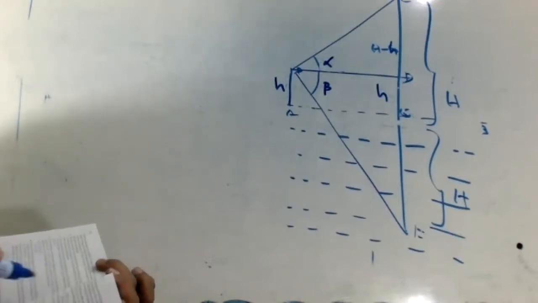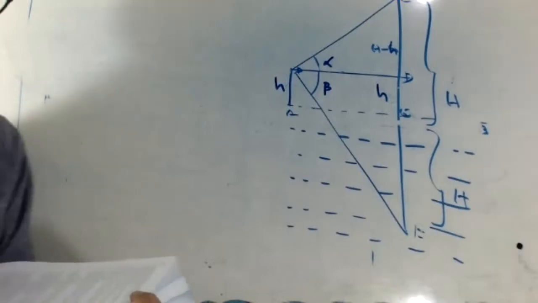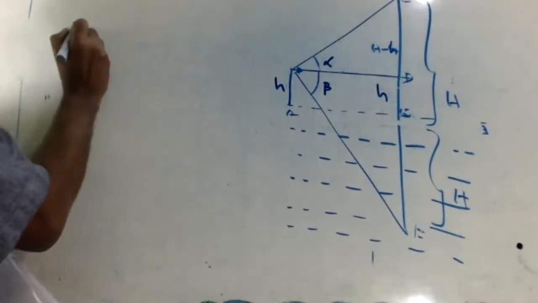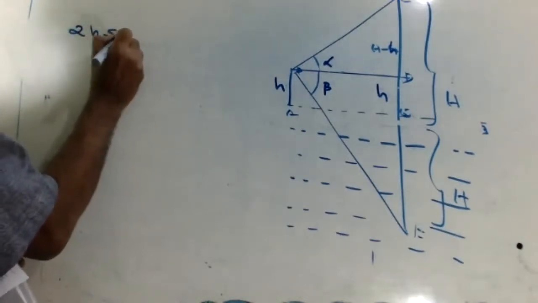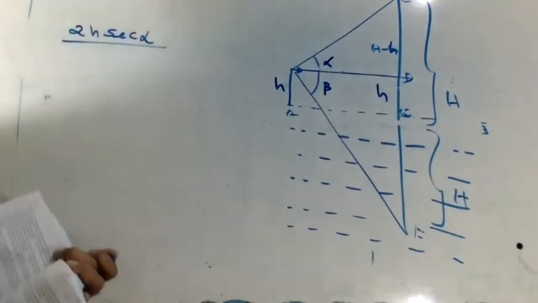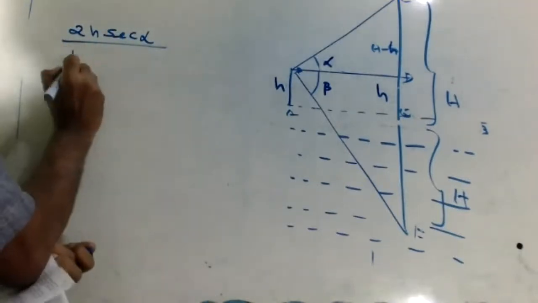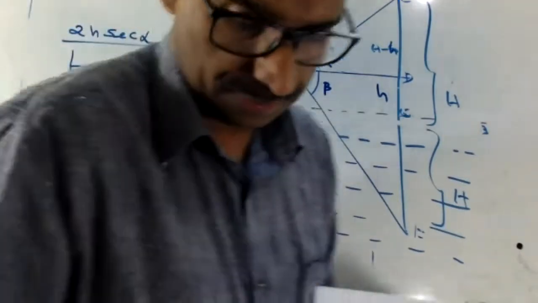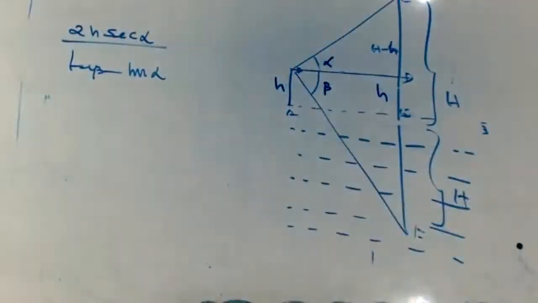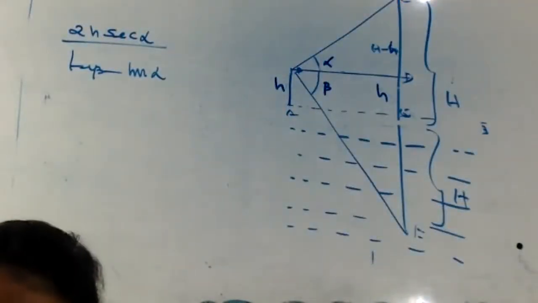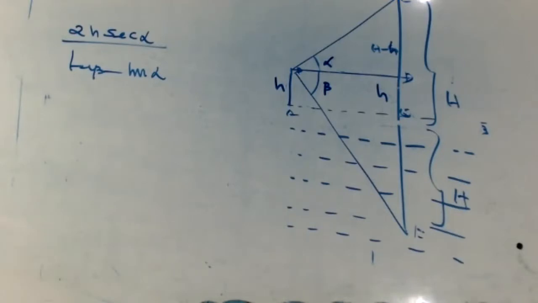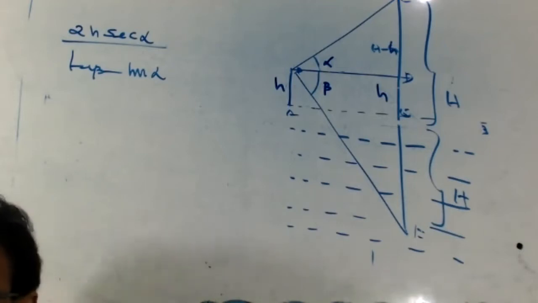Prove that the distance of the cloud from the point of observation is 2h sec alpha divided by tan beta minus tan alpha. Prove that the distance of the cloud from the point of observation is 2h sec alpha divided by tan beta minus tan alpha.